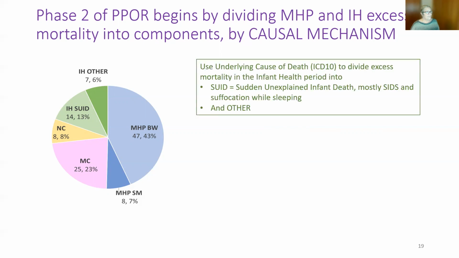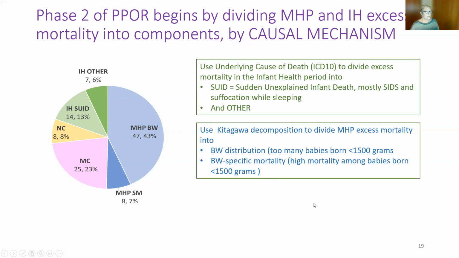And then for the green box, one of the major causes in the green box is often sudden unexplained infant death, which is 3 ICD codes that are related to infant sleep. So the green box is divided into two parts based on cause of death. The blue box is divided into two parts using Kitagawa analysis, and the other two boxes are left as they are because it's not very easy to figure out mechanisms, causes of death for those.